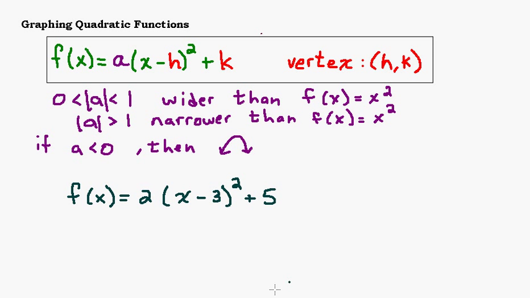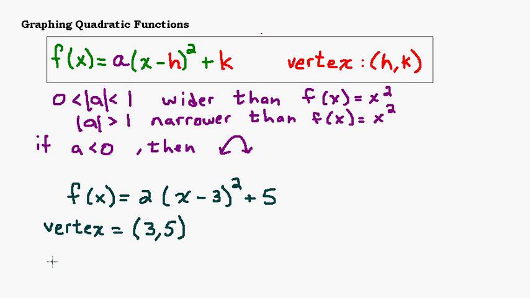Okay, first question, what is the vertex? See if you can answer that. All right, the vertex is (h, k). The h value, I have x minus h, x minus 3, so the h value is 3. And the k value is 5, so the vertex is (3, 5).